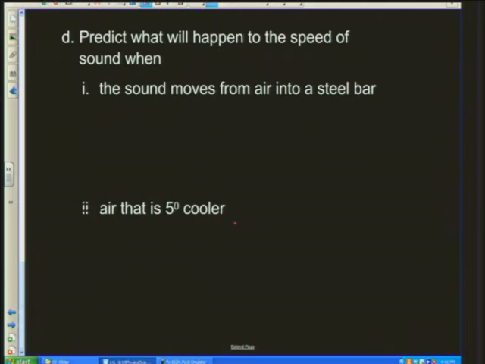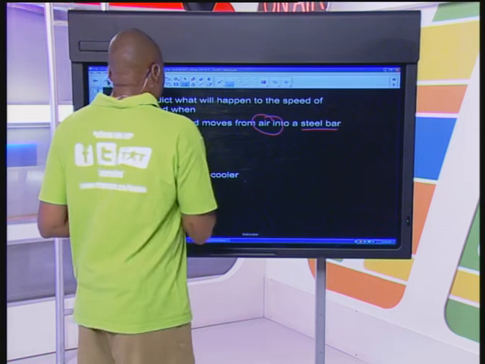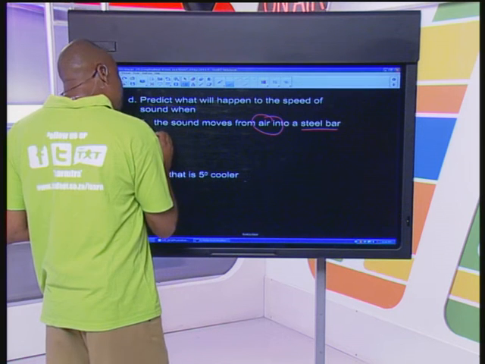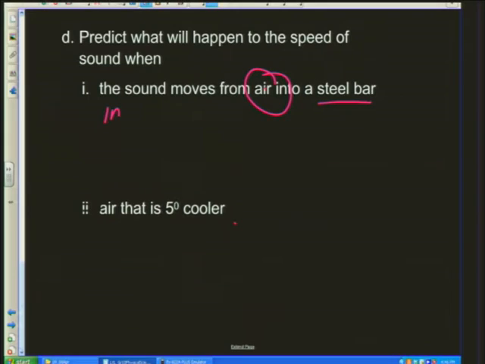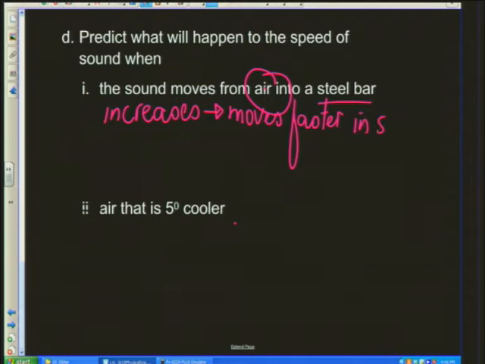Okay, now quickly predict what will happen to the speed of sound when the sound moves from air into still bar. Look, with air, we have got particles that are far apart. With a still bar, we've got particles that are closer together because this is a solid. So what will happen to the speed? The speed of sound will increase. Okay? Moves faster in solids. So don't forget that.